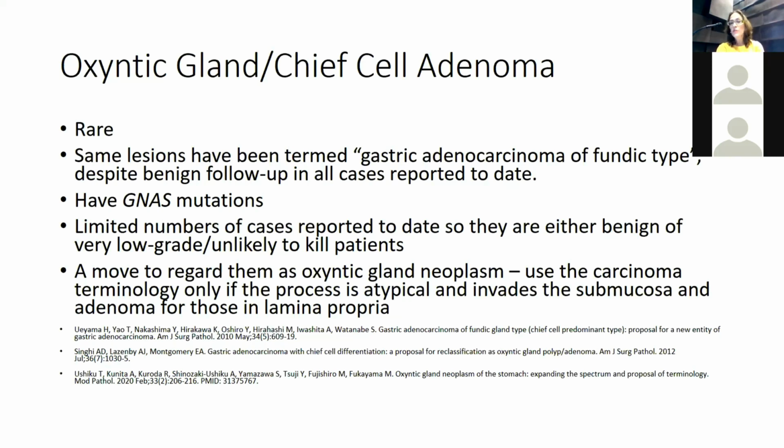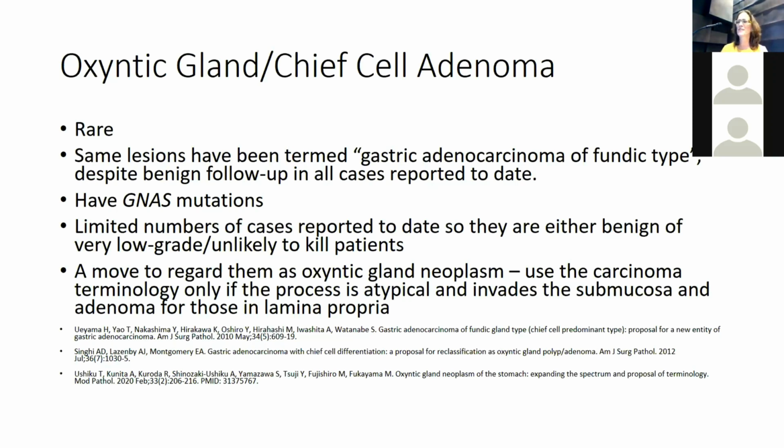These were initially described in a series under the term gastric adenocarcinoma of fundic type, even though the colleagues had benign follow-up in all the cases. And that's this early paper. And then I began collecting them, also got completely benign follow-up, and said, you know, guys, why are you calling these cancers? You're just making this too hard. But of course, in Japan, you don't get dinged on your insurance if you have a thing that's called cancer that's very indolent, whereas here you do.